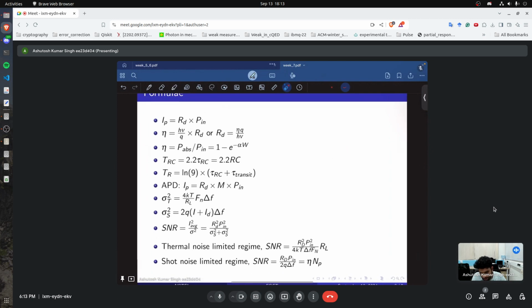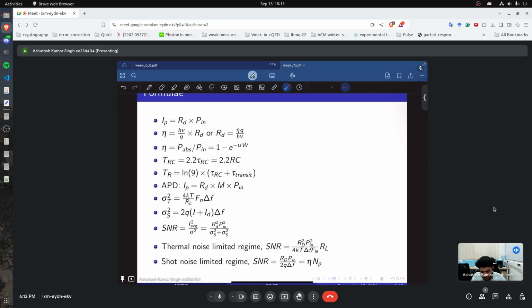Now these are some of the formulas that will be useful while solving your assignments. This is the photon current generated, and this is the input power. The relation between input power and photon current is given by the responsivity. Here we have represented the quantum efficiency by eta, and this relation relates the quantum efficiency with the responsivity.